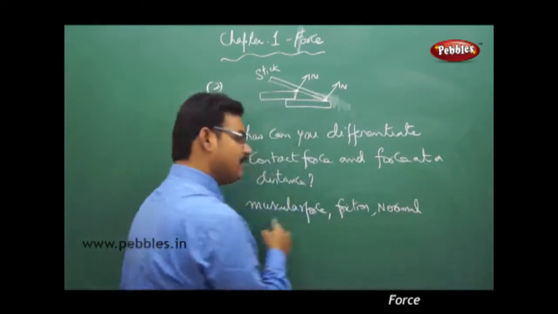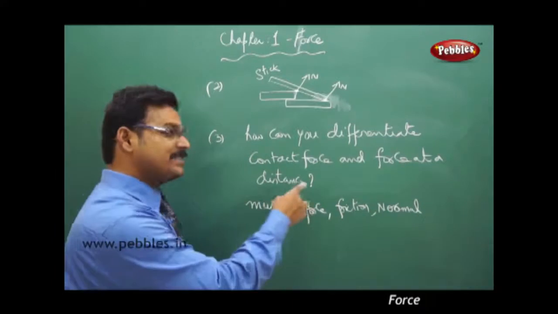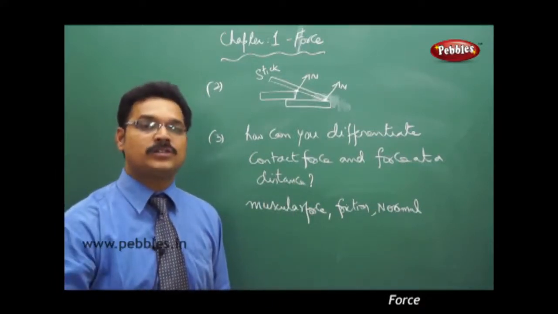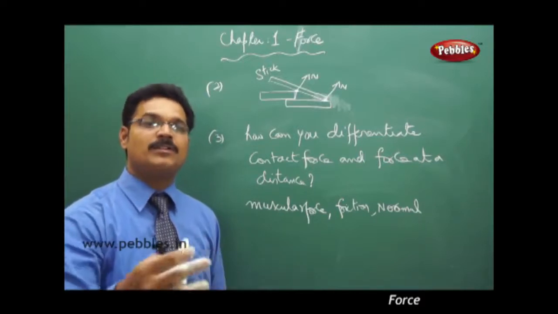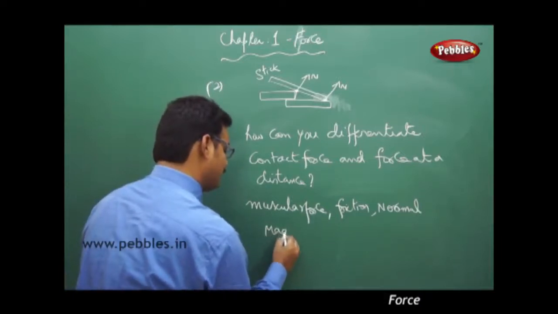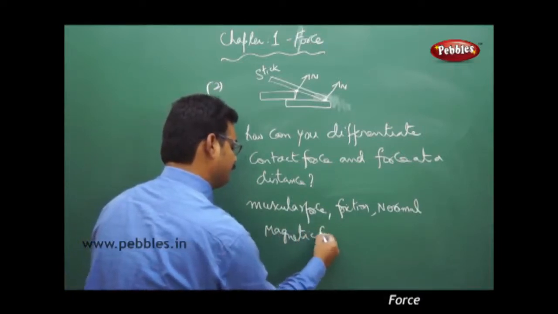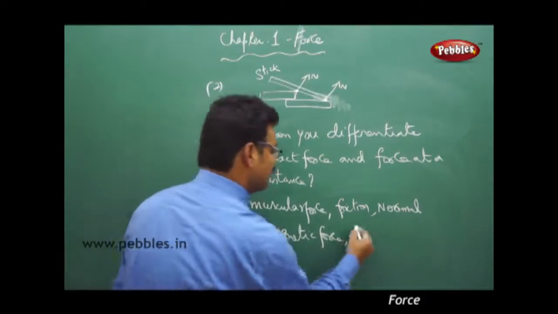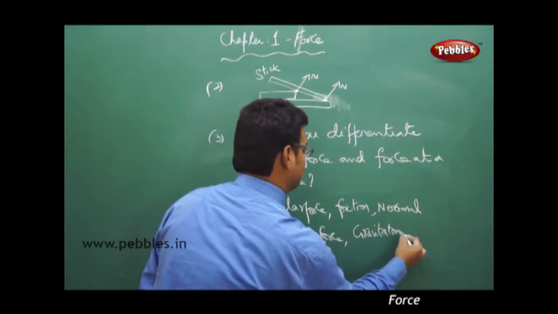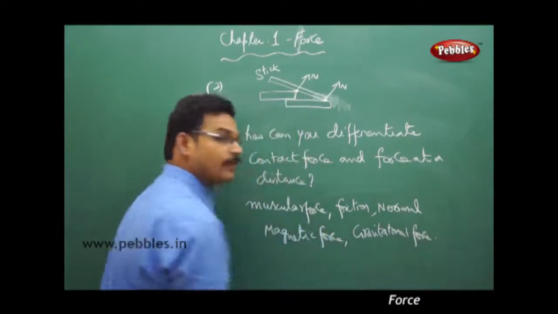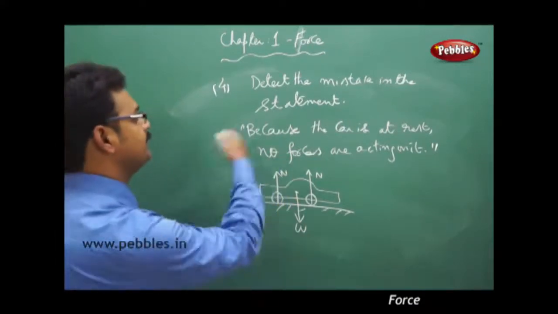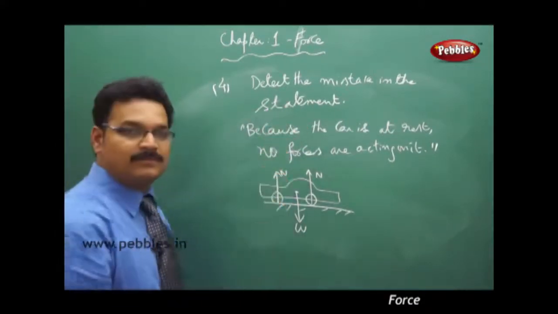So all these are contact forces. Force at a distance means no need to contact. The source of force and the object should not be in contact. So force at a distance examples are magnetic force, gravitational force, correct, and electrostatic force also. Next question, see here, detect the mistake in the statement.